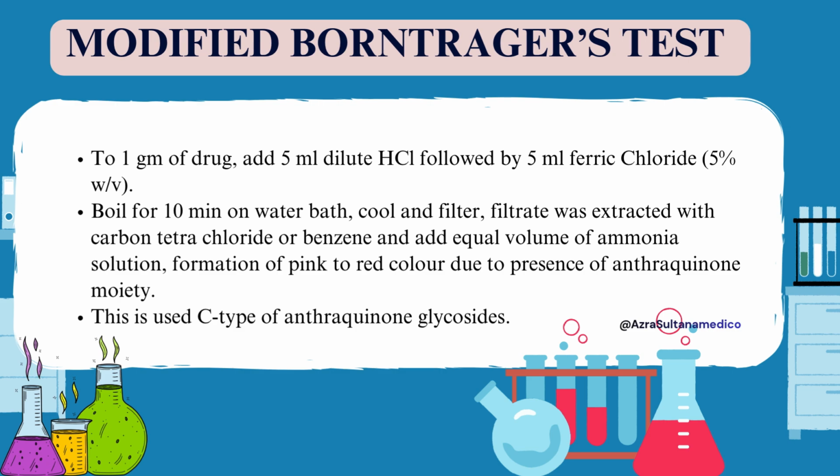Modified Borntrager's test. To 1 gm of drug, add 5 milliliters dilute HCl followed by 5 milliliters of 5% w/v ferric chloride. Boil for 10 minutes on water bath, cool and filter. The filtrate was extracted with carbon tetrachloride or benzene and an equal volume of ammonia solution was added. Formation of pink to red color is due to the presence of anthraquinone moiety. This is used for C-type anthraquinone glycosides.